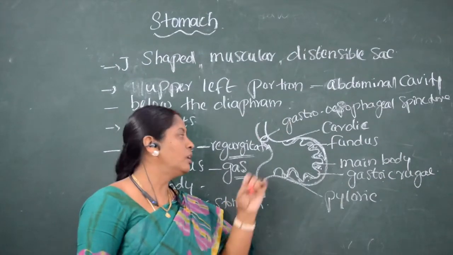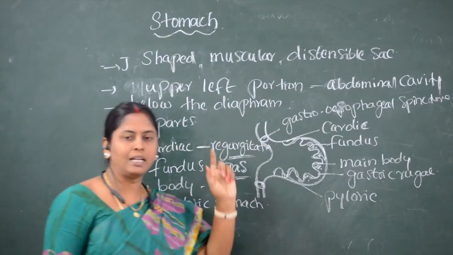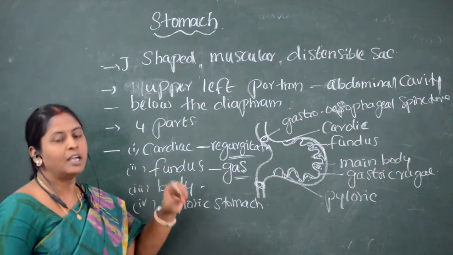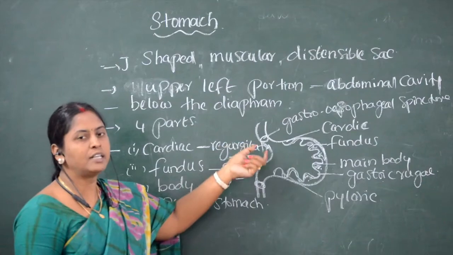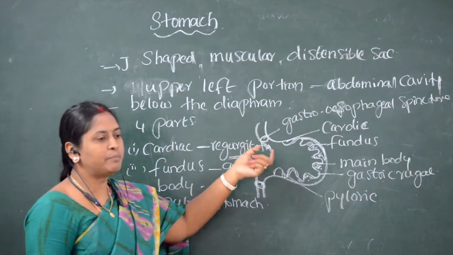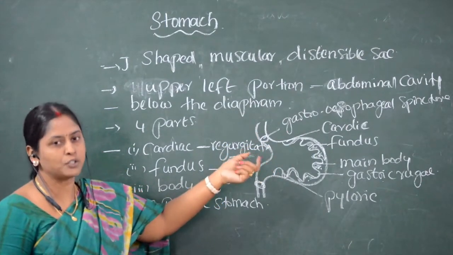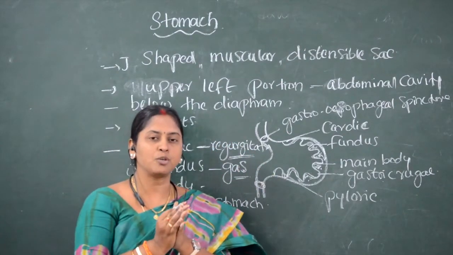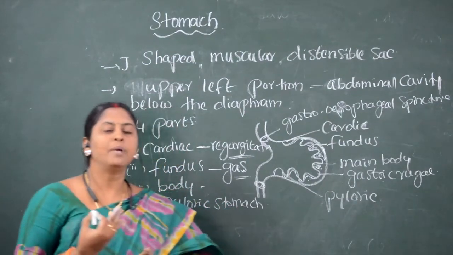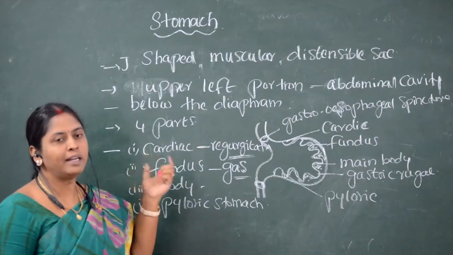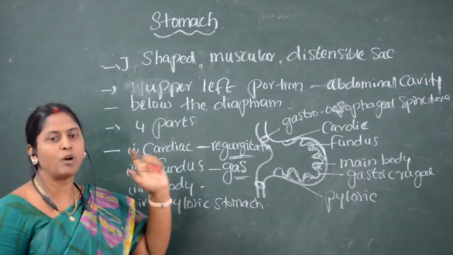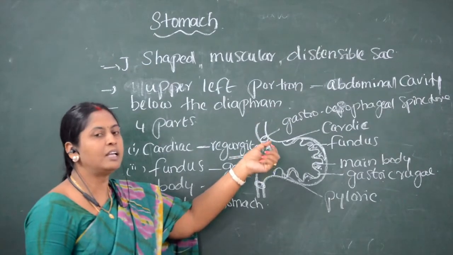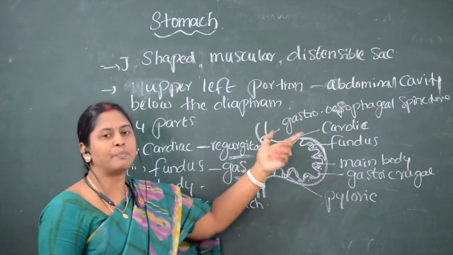The four parts of the stomach are the cardiac stomach, the fundus or fundic region, the main body, and the pyloric stomach. The cardiac stomach is the part near the esophagus, where the esophagus enters the stomach. In small children, the sphincter in the cardiac stomach is not well developed. Because of that, regurgitation of food occurs in small children, that is, a vomiting sensation occurs because of the undeveloped muscles present in the cardiac stomach.